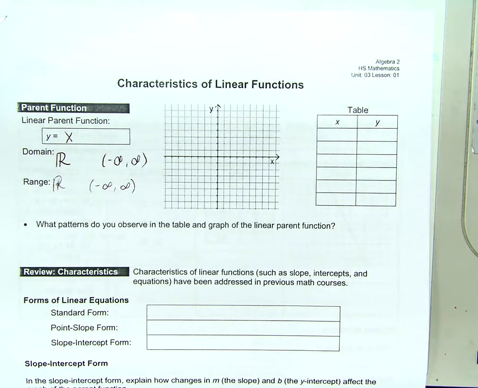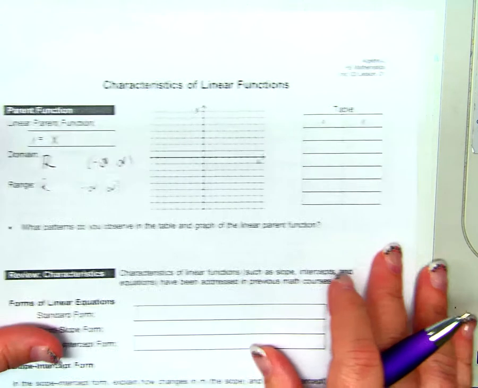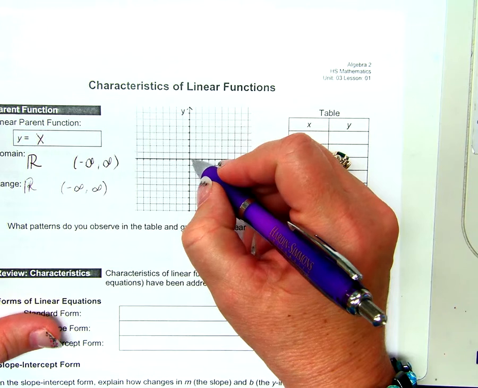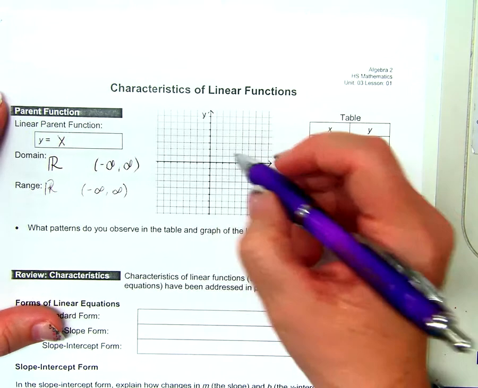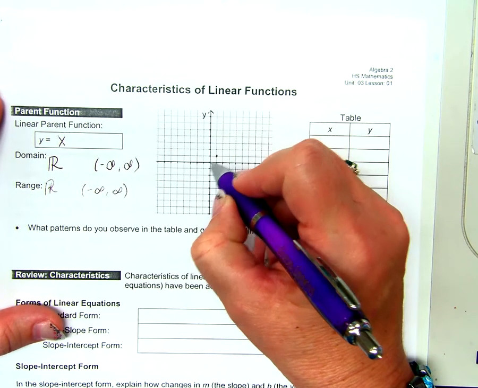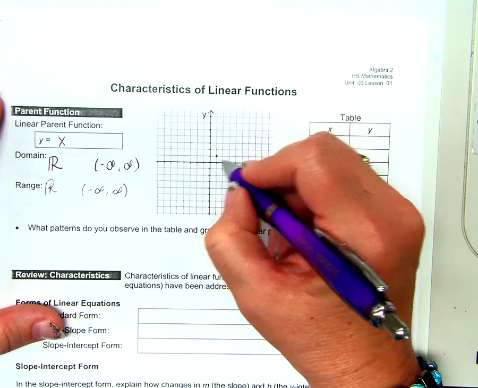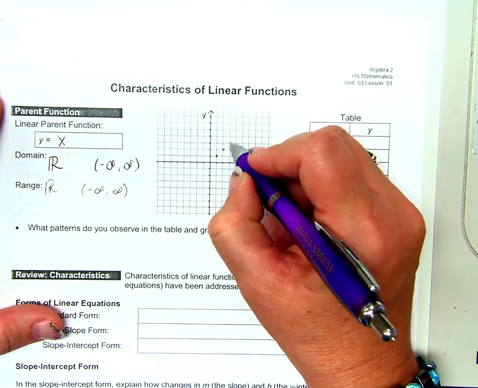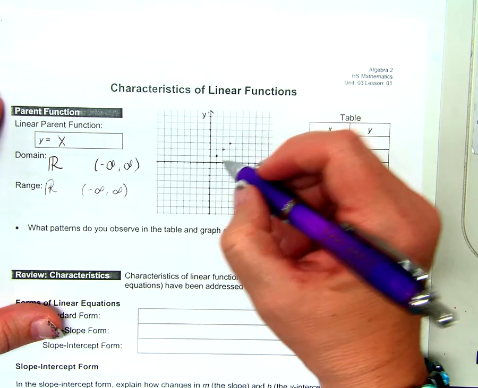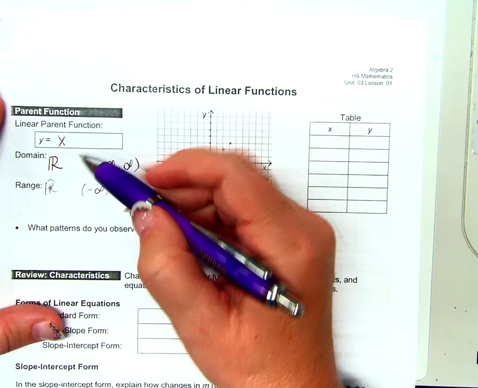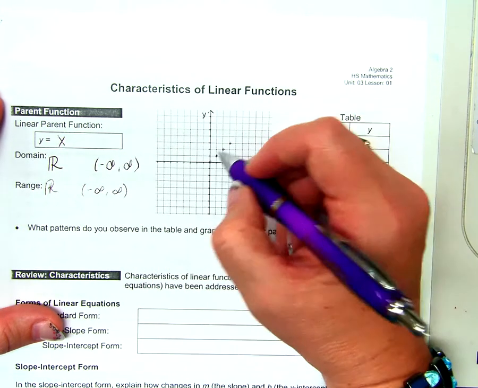What's it look like on a graph? A line. Okay, we can start with that. A line. When x is 1, y has to be 1. When x is 2, y has to be 2. When x is 3, y has to be 3. Why again? Why does it have to be? Because y equals x. Okay?